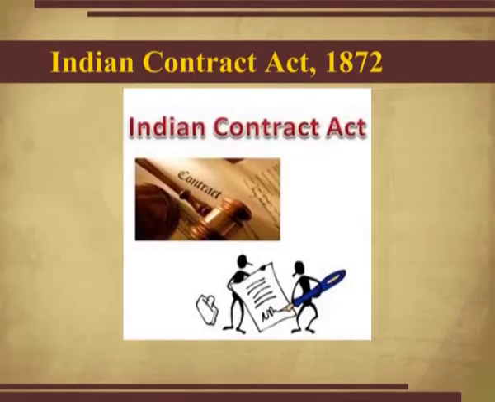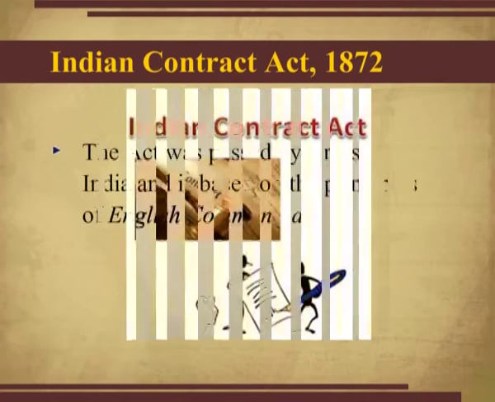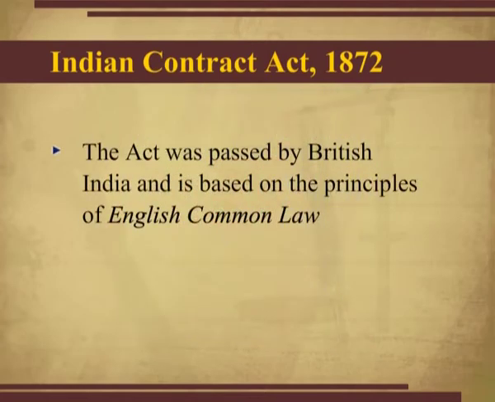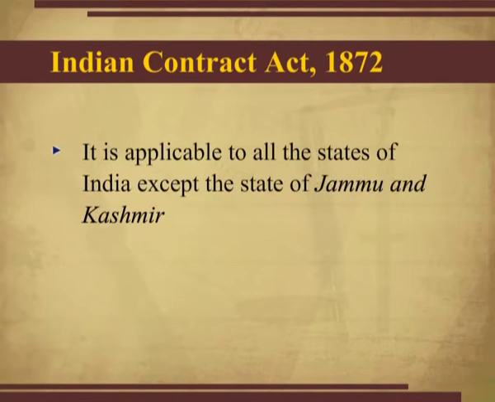The law relating to contracts in India is contained in Indian Contract Act 1872. The Act was passed by British India and is based on the principles of English common law. It is applicable to all the states of India except the state of Jammu and Kashmir. It determines the circumstances in which promises made by the parties to a contract shall be legally binding on them.